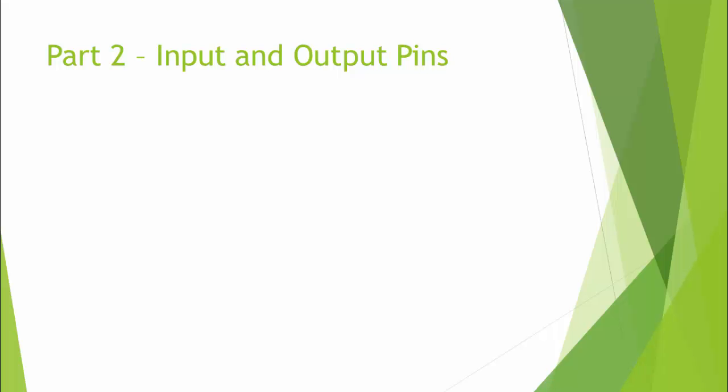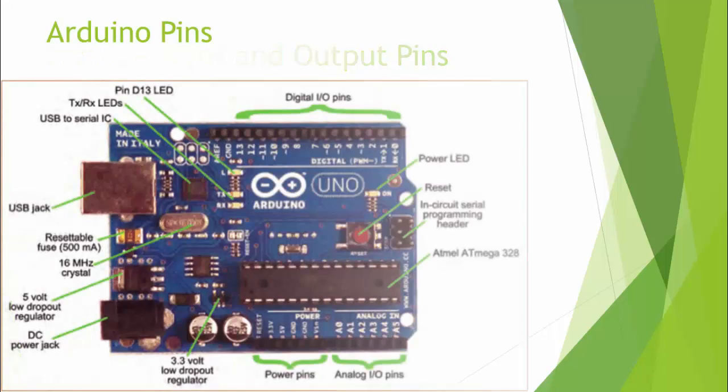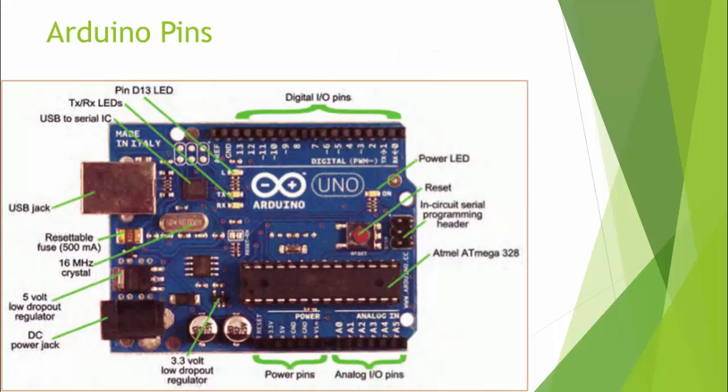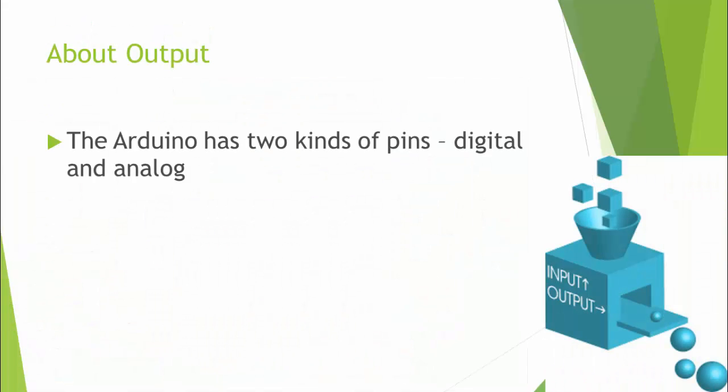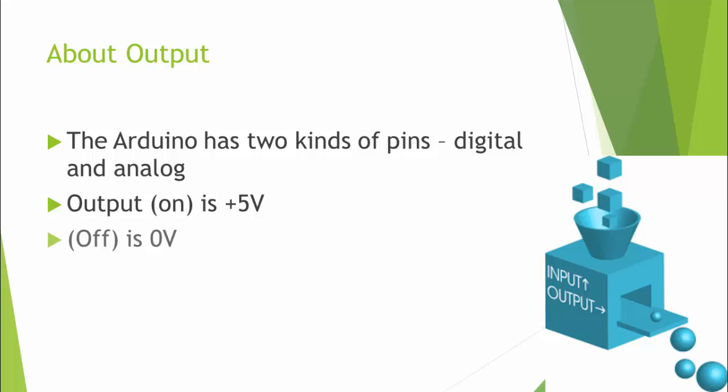Now let's talk about one of the core reasons we wanted the Arduino, the ability to accept and generate electrical signals. To do this, we have to use the input and output pins on the board. Now, there are two kinds of output pins, digital and analog, and we'll talk more about the analog ones later. For now, it's enough to say that the output of a digital on is 5 volts, off is 0 volts.